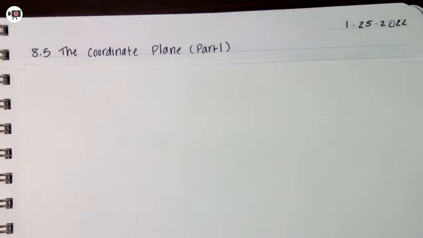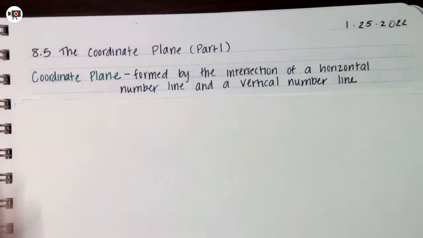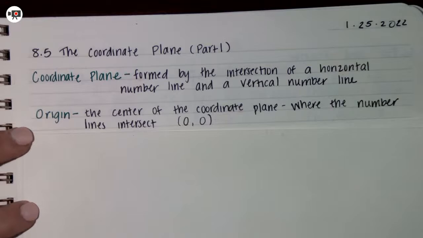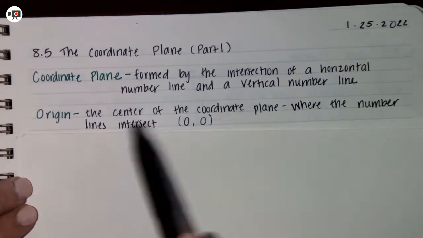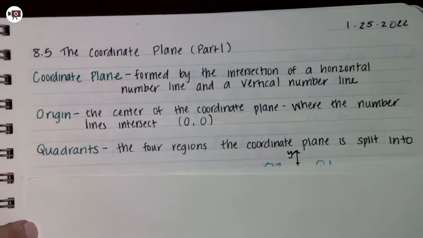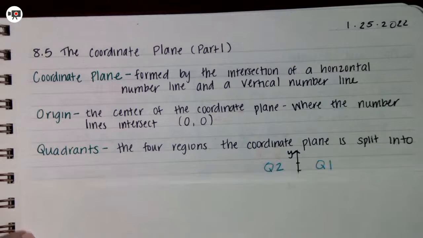This is 8.5, the coordinate plane, part 1. The coordinate plane is formed by the intersection of a horizontal number line and a vertical number line. The origin is the center of the coordinate plane, where they intersect, and we label that with 0, 0. The quadrants are the 4 regions the coordinate plane is split into.